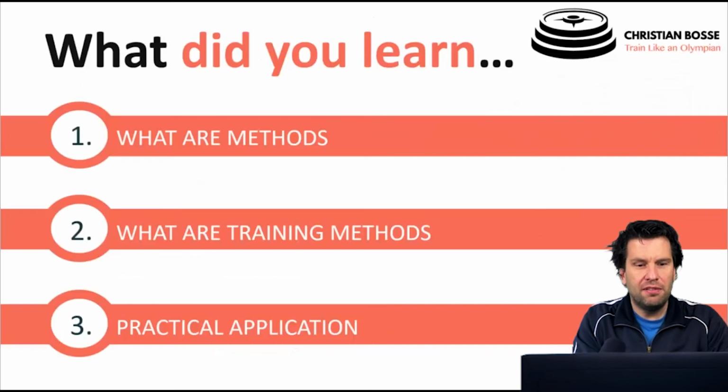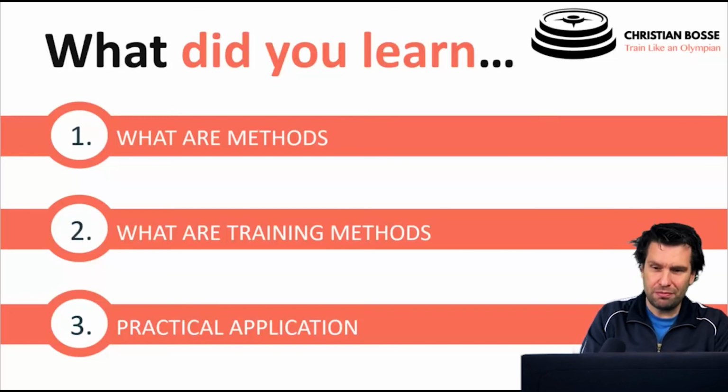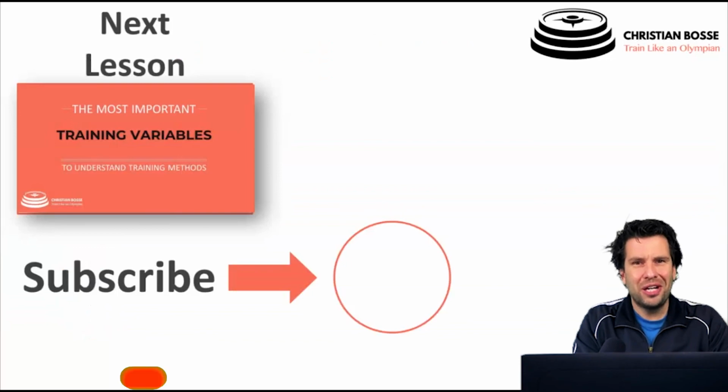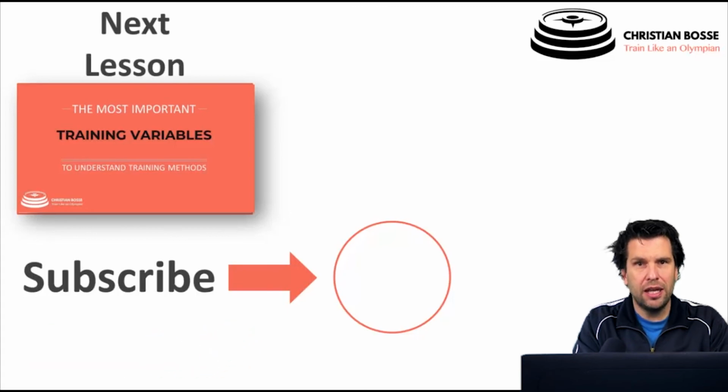So, what did we cover? What are methods? Remember, methods are a way or process of doing something. What are training methods? Training methods are a way or process of doing something to achieve a training goal. That's important, achieving a training goal. And the practical application is what we cover in the next one. It's the manipulation and management of the training variables: intensity, volume, duration, and density. So I'll see you in the next one when we talk about the most important training variables in relation to understanding and applying training methods.